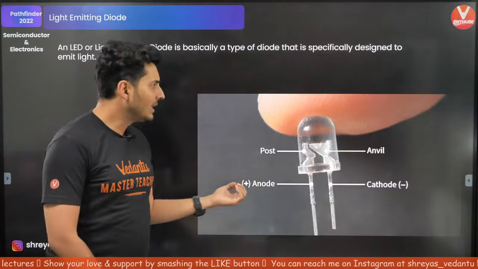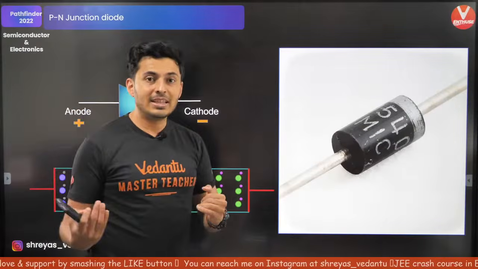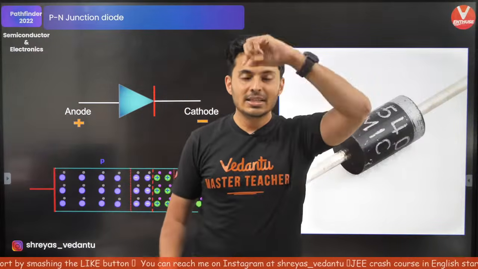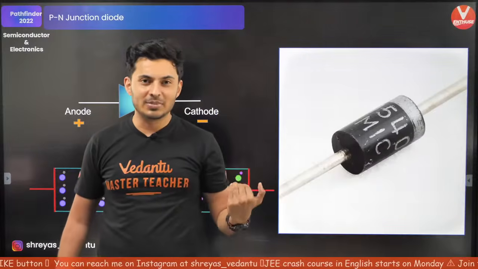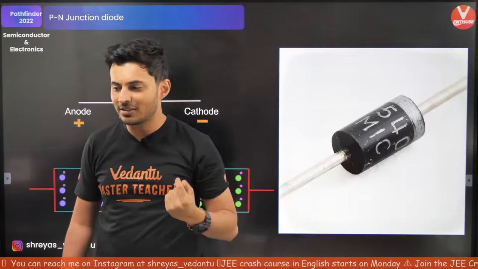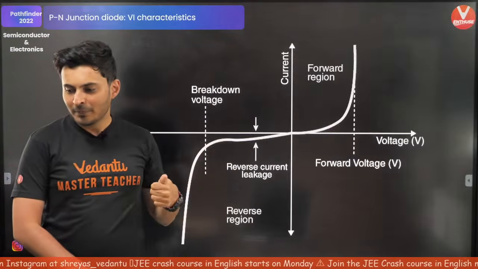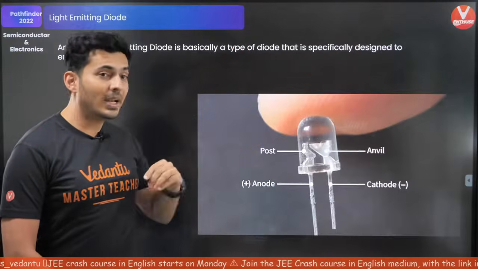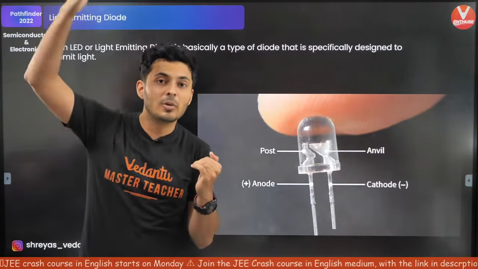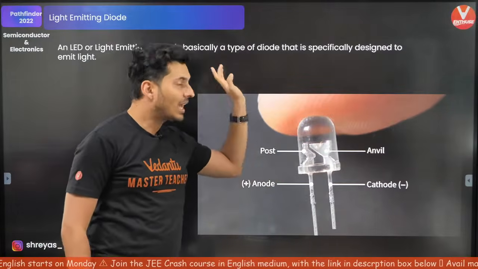When the electrons flow and fill up the holes, the electrons jump into the orbits of the atoms. Do you remember atomic structure? In atomic structure, you would have learned that when electrons go from a higher orbit to a lower orbit, they emit photons. So that's what happens in an LED.